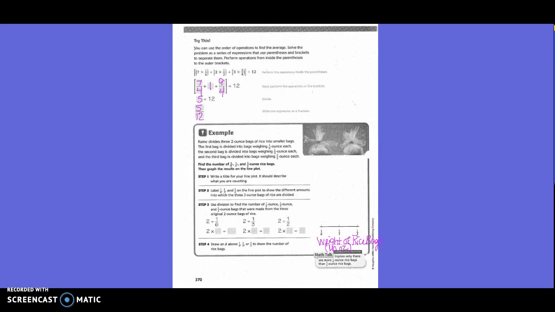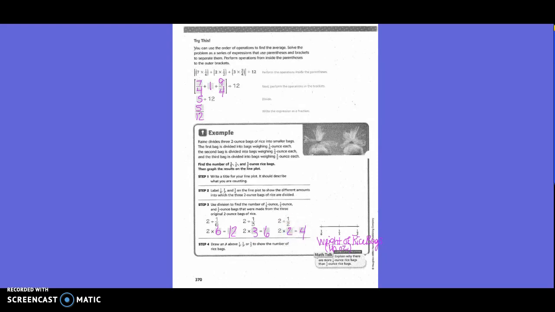So they already did that for us, right? They already put 1/6, 1/3, and 1/2. Now use division to find the number of 1/6 ounce, 1/3 ounce, and 1/2 ounce bags that were made from the 3 original 2-ounce bags of rice. So they said 2 divided by 1/6, which really is 2 times what? 6, which equals 12. Then they have 2 divided by 1/3, which is really 2 times 3, which equals 6. And then they have 2 divided by 1/2, which is actually 2 times 2, which is 4.